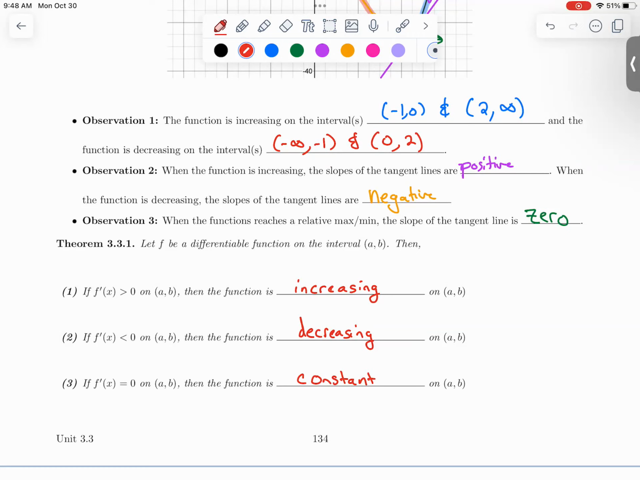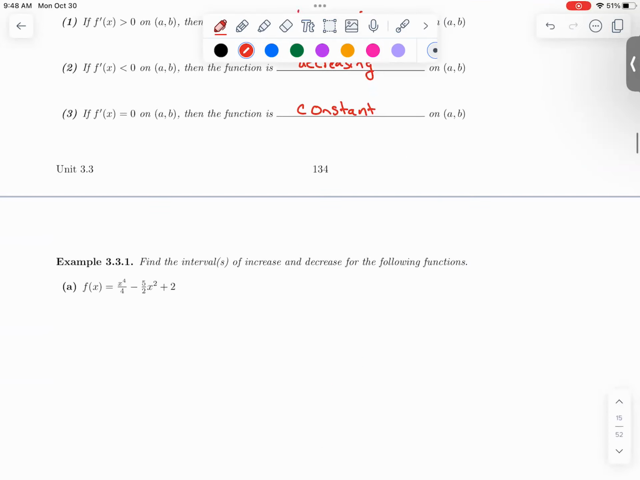So that is how we use it. Derivative positive, you're increasing. Derivative negative, you're decreasing. Derivative equal to 0, you're constant. So find the intervals of increase or decrease for the function.